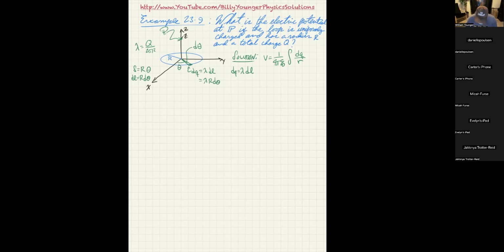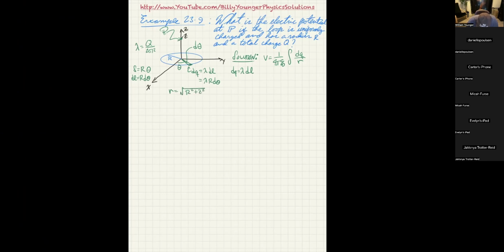The other thing you should see, which might not be as clear if you're not good at seeing in 3 dimensions, is that the little green line, either the one at theta or the one at theta plus d theta, has a length R and is perpendicular to the z-axis. The distance up the z-axis to the point we want to know is z. So the separation between that dq and the point is r equal to the square root of R squared plus z squared.